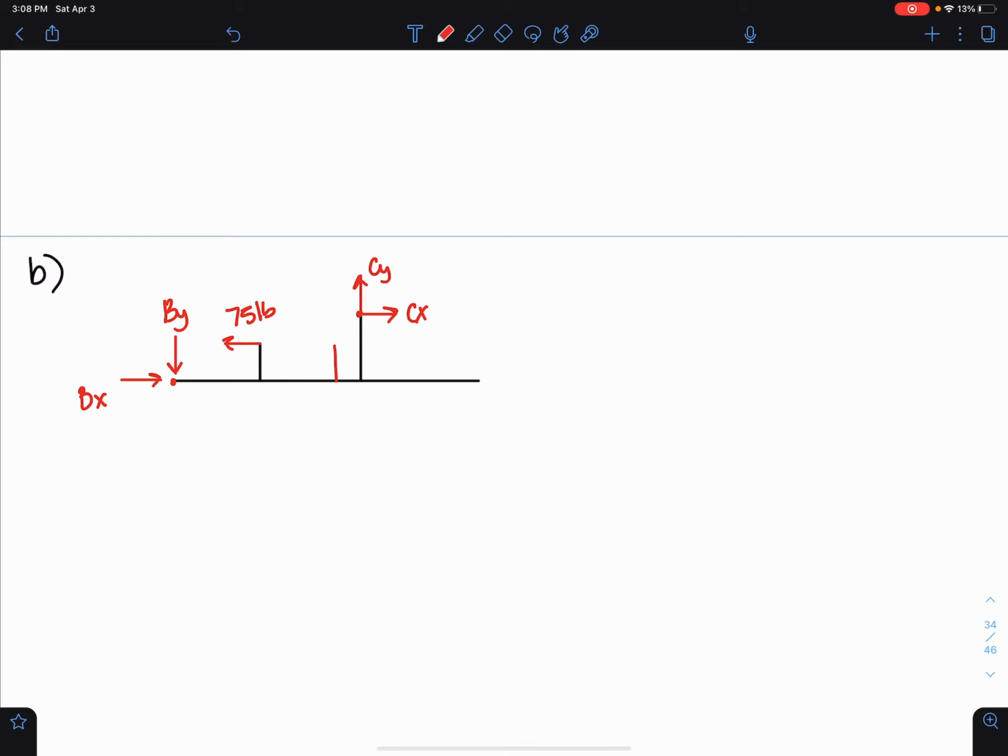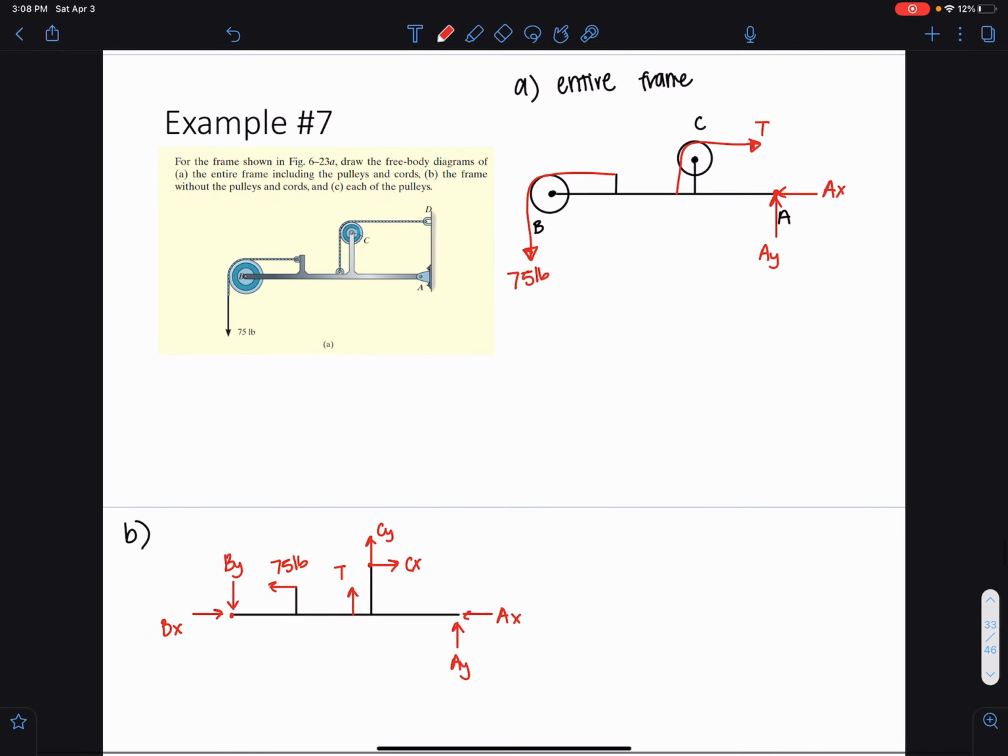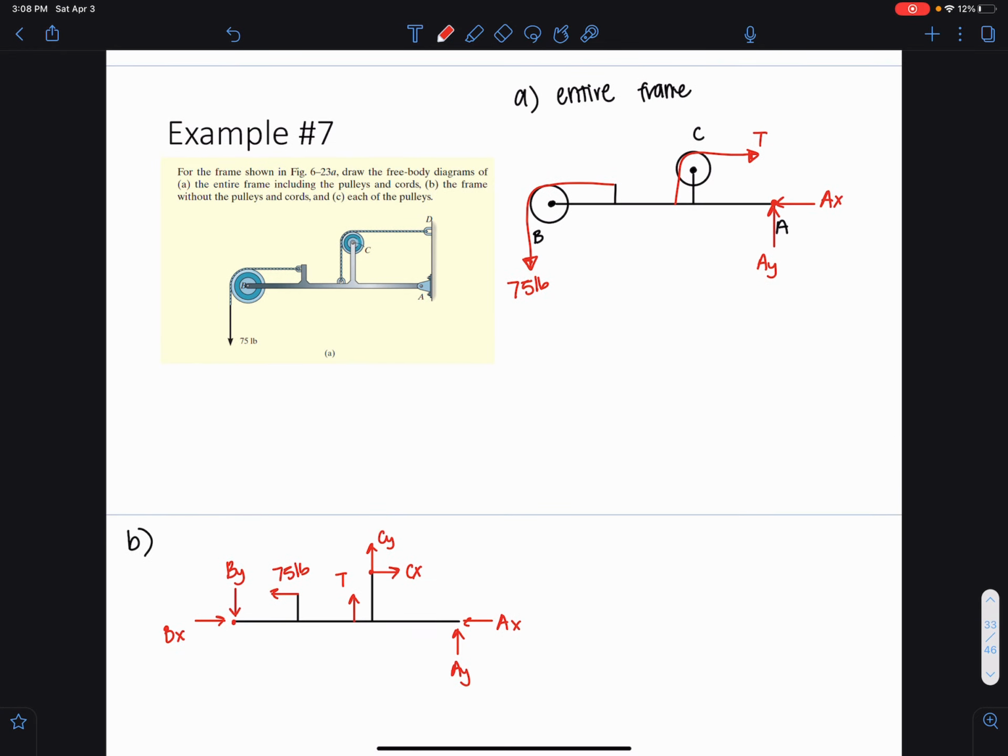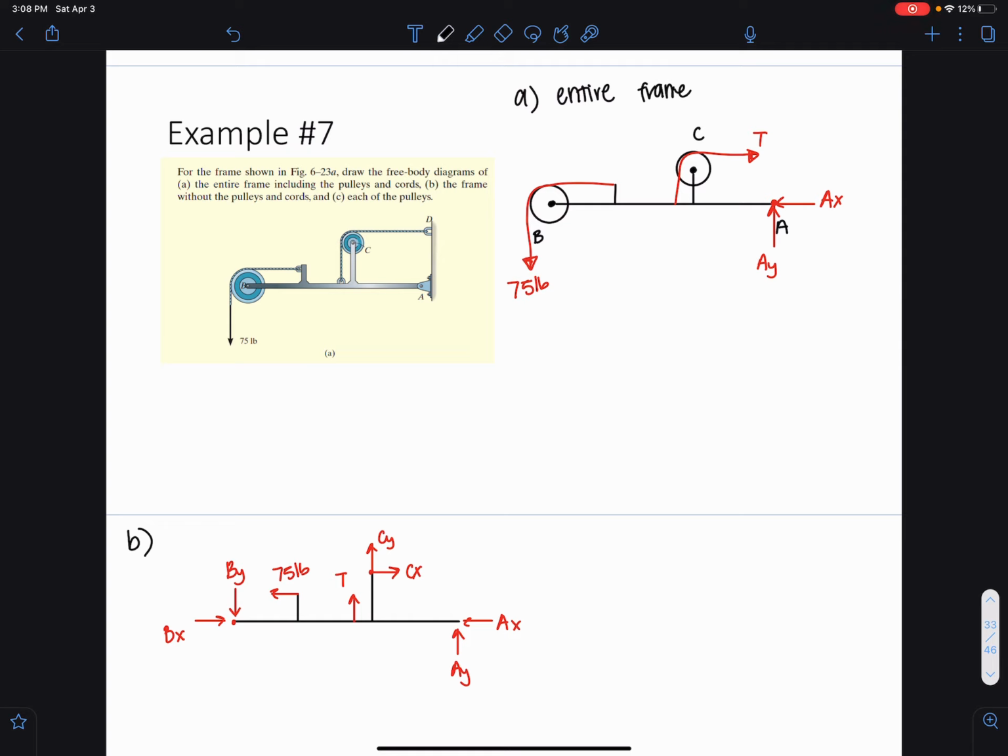And I'd have some tension force in this direction. And then I'd have an AX and an AY. Okay, so for your reference, we don't typically draw free body diagrams like this because look how much more complex this FBD in section B is versus what we drew in section A, which is much more straightforward.